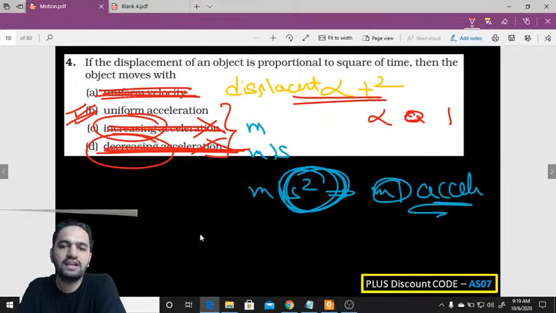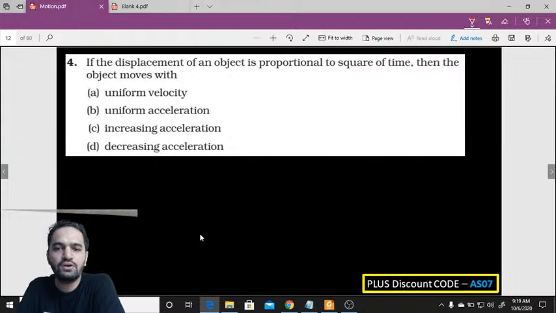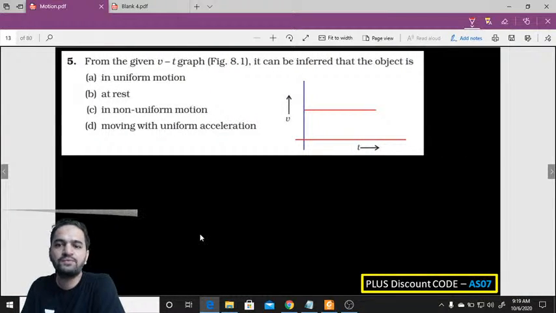Now, let us move to the next one. Question number 5. In this question, they have said it can be inferred that the object is in uniform motion, at rest, in non-uniform motion, or moving with uniform acceleration. This particular graph is of V and T.